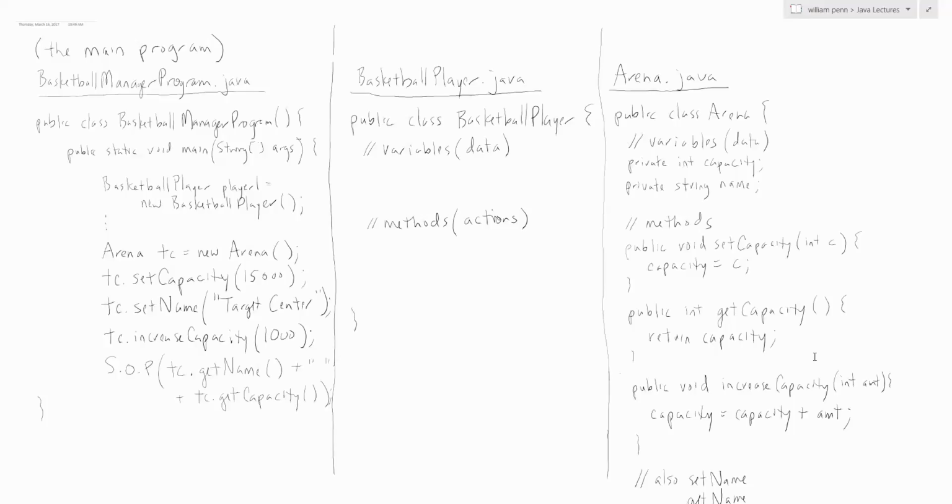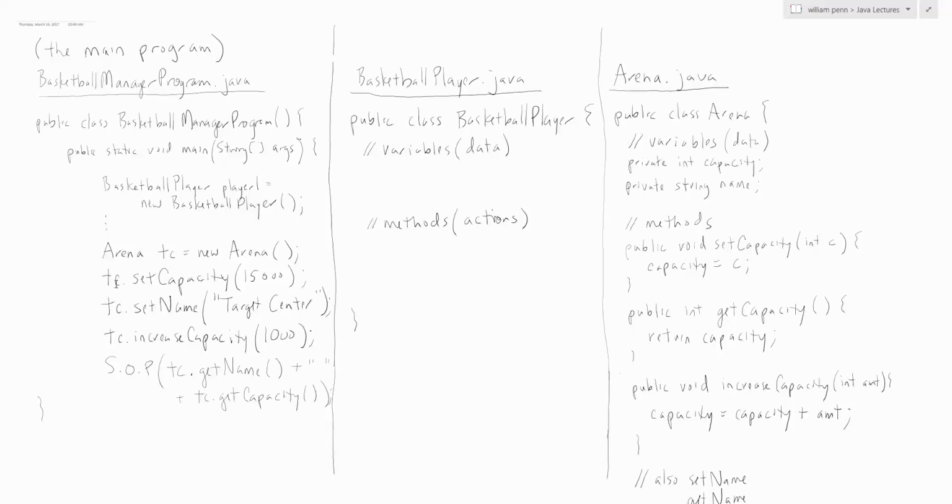Before I go on and have you complete this class yourself, I want to jump back over to the main program and see again how this arena class is getting used. So again, you can see I'm creating an arena object. I called it TC, short for target center. I'm just picking that name. And then you can see I'm calling methods on it.